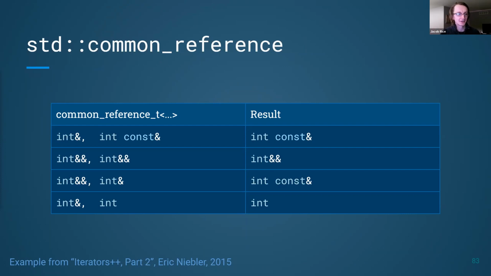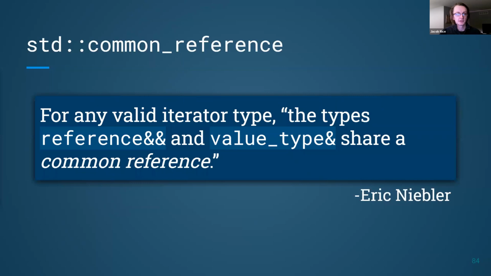If you're interested in how these things get calculated, I recommend checking out the papers. I just don't have the time for all of the particularities or really the understanding to explain all of it. But this is really what we're trying to solve with common reference. So how does this relate to iterators? For any valid iterator type, this is a fun one to say, the types reference and value_type ref share a common reference, okay? These are the two types that we need to have one single type that they can both bind to, okay?